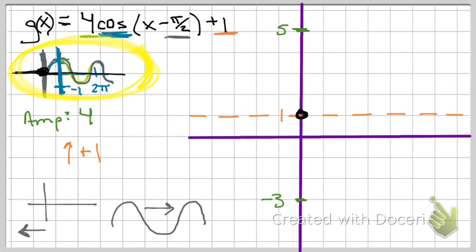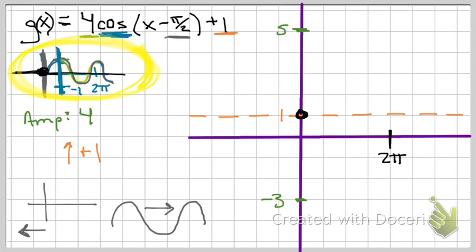What did you forget? I have nothing labeled on the x-axis. What would I want to put on the x-axis? Alice, you want to put 2 pi because that's the length of 1 period. So 2 pi is the length of 1 period for this one because it was unchanged. And so I'm going to put 2 pi.